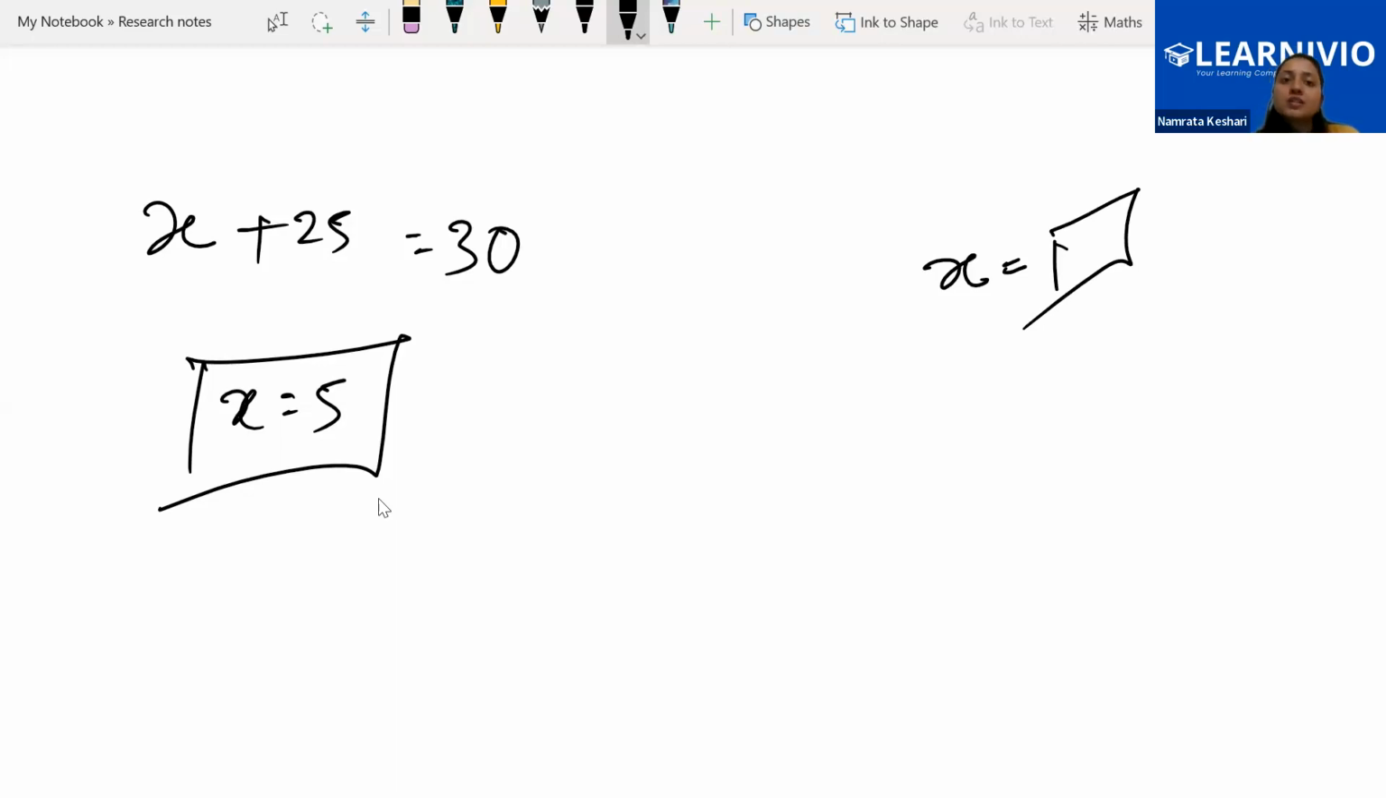Even if you start finding, is there any other number which will make it true? No. There is no other number. With plus 25, we need plus 5 only, so that we have plus 30 on the other side. Are you getting my point? So how many solutions are there? Only one solution, that is x equals 5. Is there any other number which will satisfy this equation? No. Apart from 5, there is no other number.